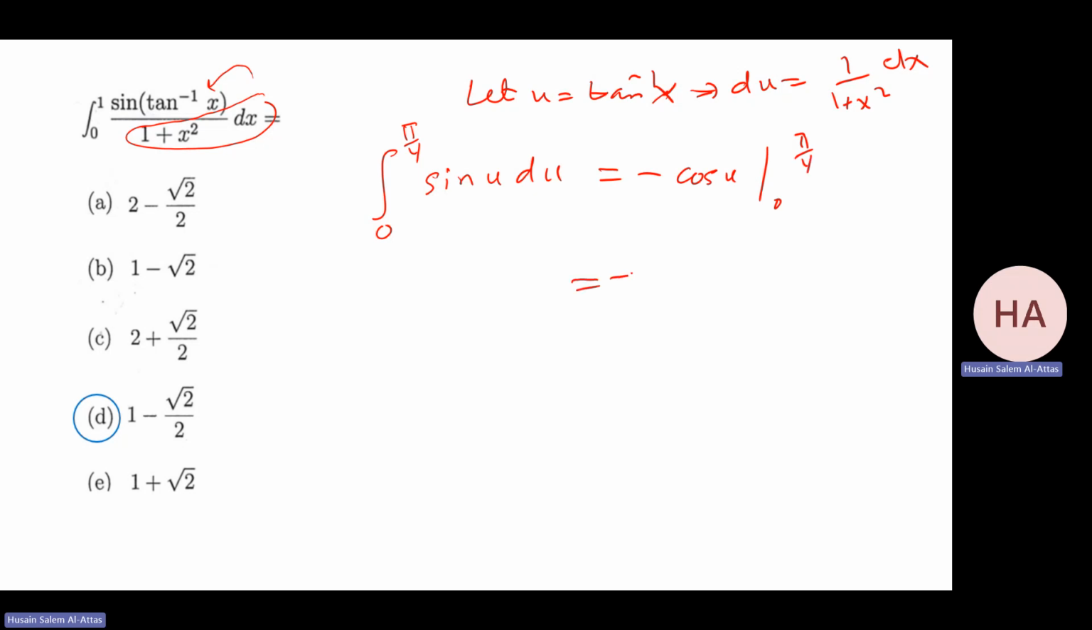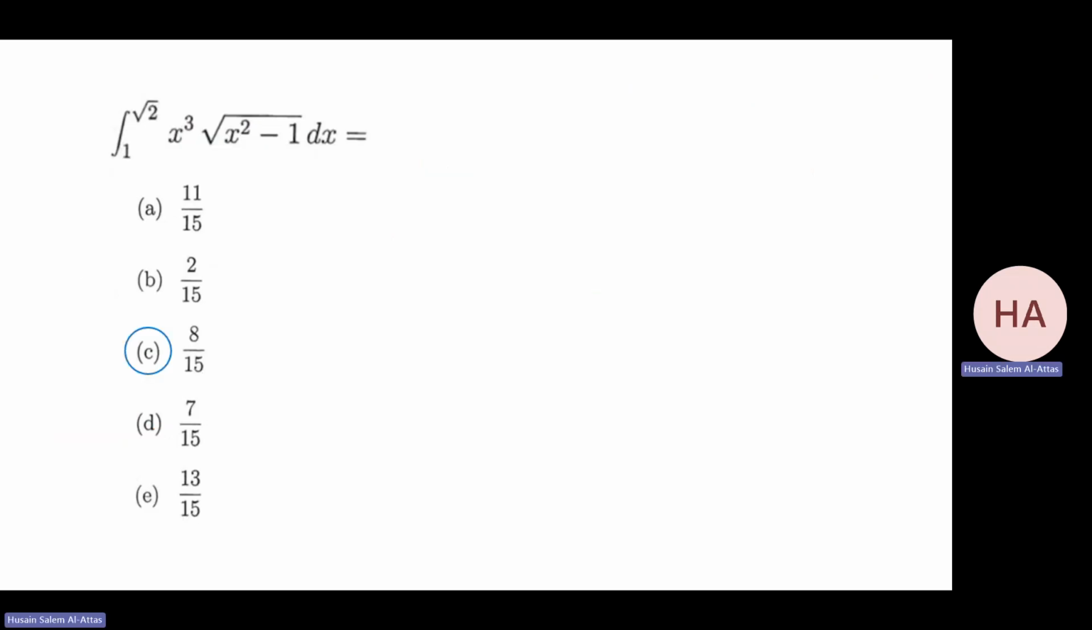So that gives me what? Minus square root 2 over 2, minus 1. So the answer is 1 minus square root 2 over 2, which is this one. Okay, these are going easy. So we continue.